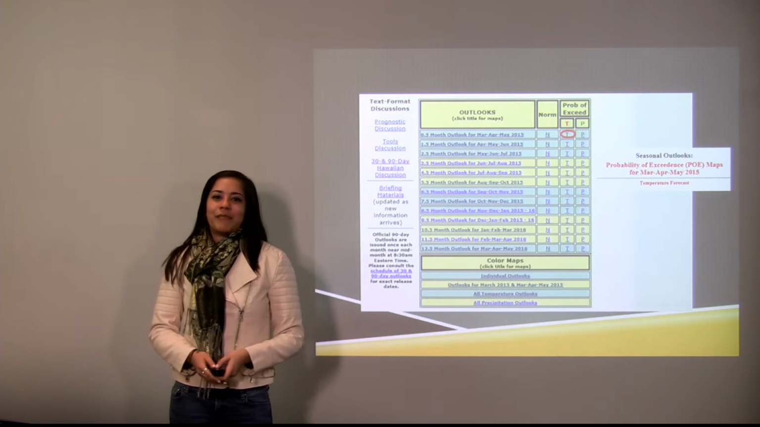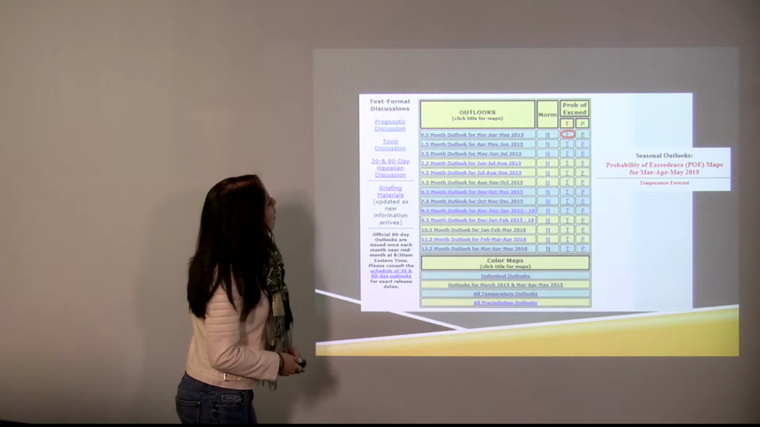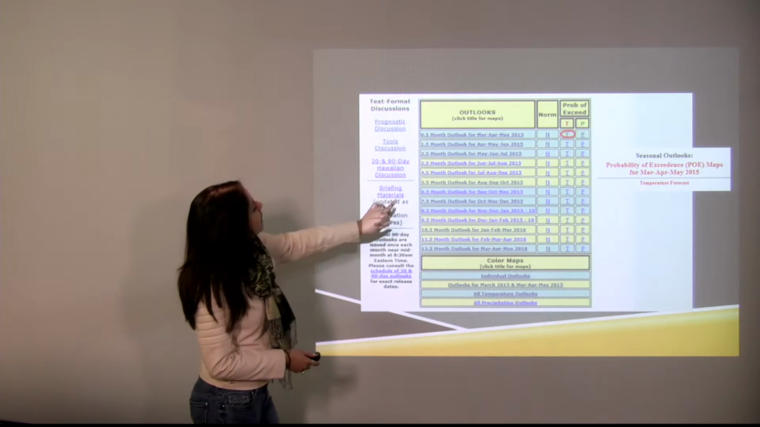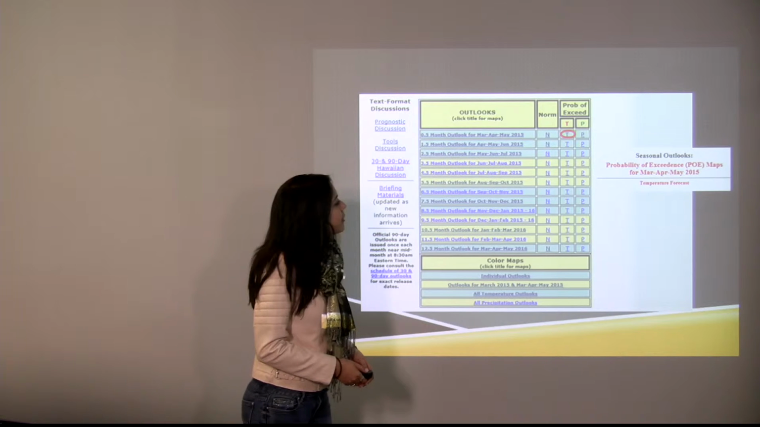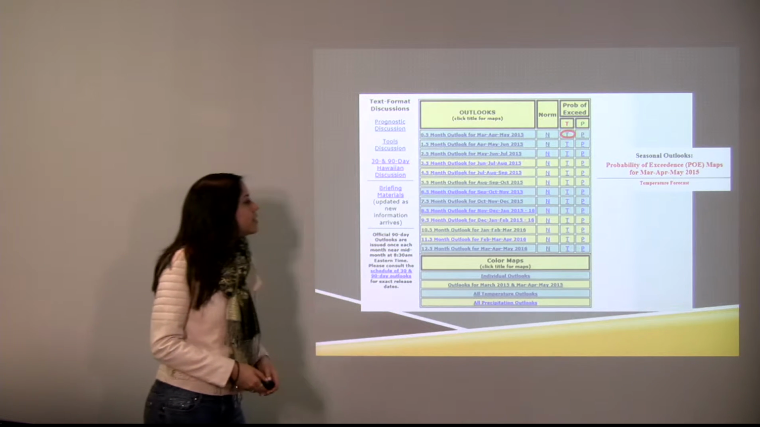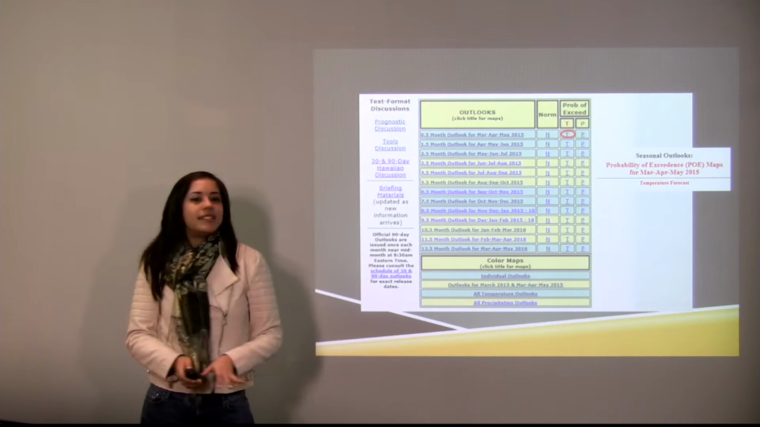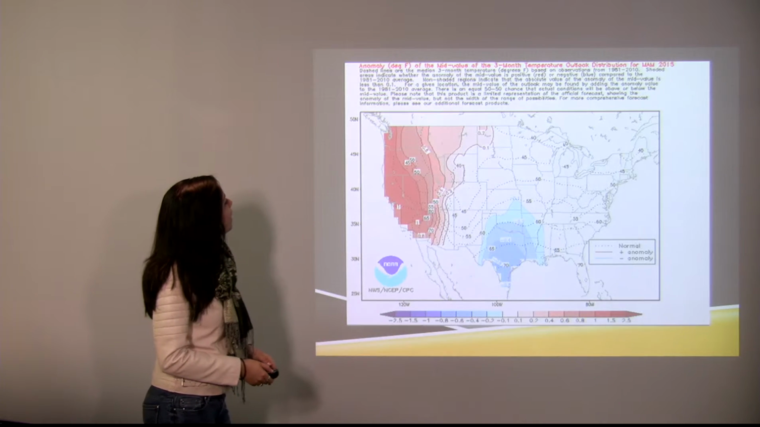So again, going back to that main page, if you click on the T at the end there, that's going to be your probability of exceedance for maps in temperature. So we're going to take a look at that.